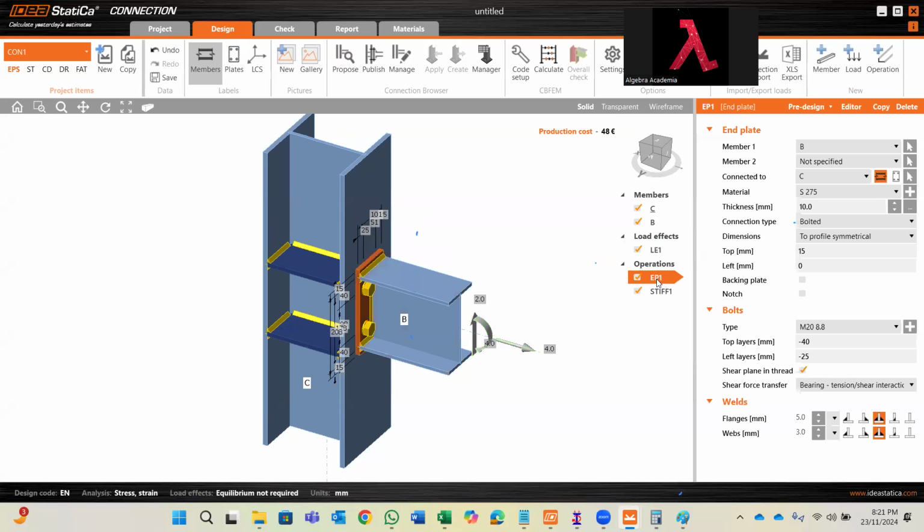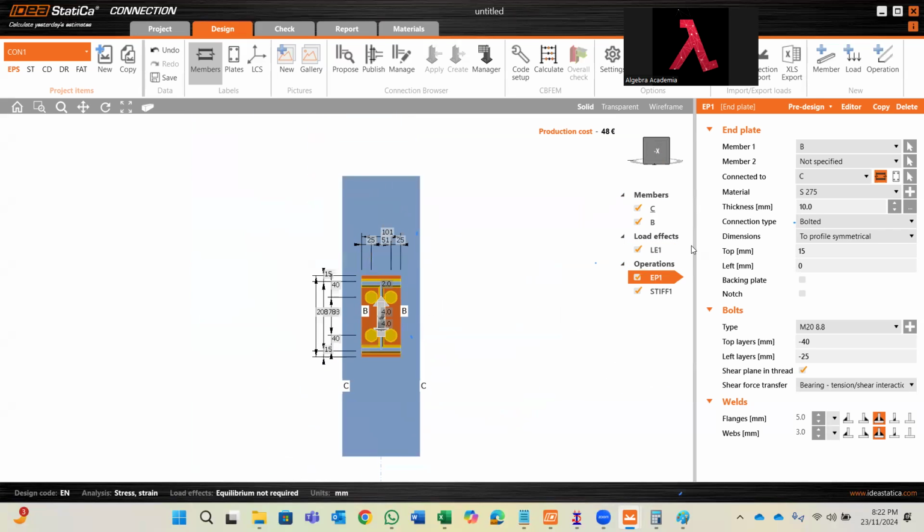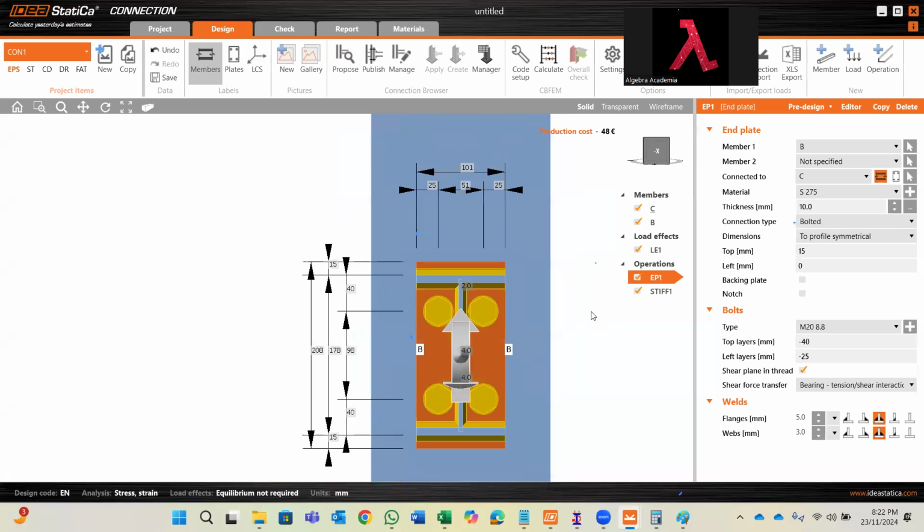Okay, end plate. See, the moment when you select this plate, it automatically shows in different colors. Okay, because whatever the colors it shows are the same colors. So what is the beam size? 178, right? Okay, fantastic. So the edge distance shows 25 millimeters here.